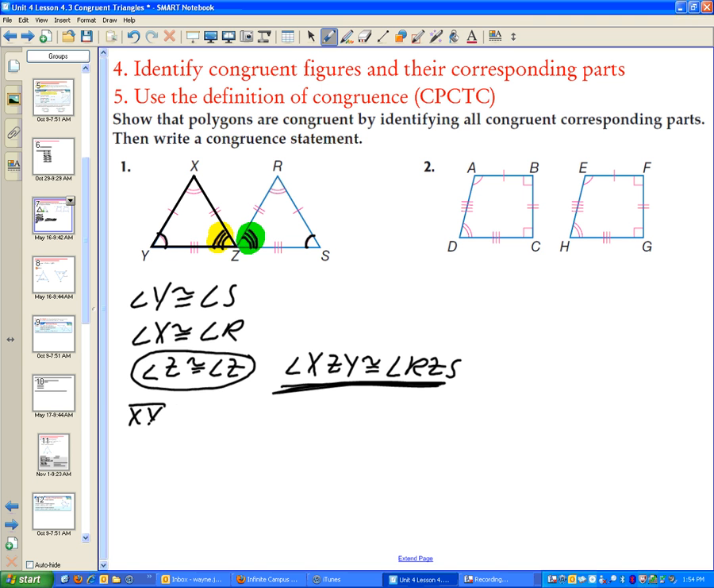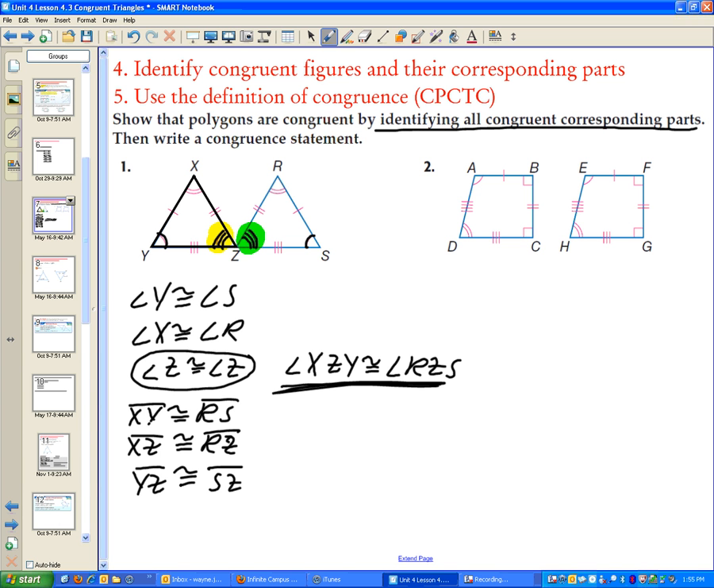List the sides. What's segment XY congruent to? Look at the way it's marked. What's segment XY congruent to? RS. Again, look at the way it's marked. What's segment XZ congruent to? RZ. And again, look at the way it's marked. Segment YZ is congruent to segment SZ or ZS. Either way. Okay?